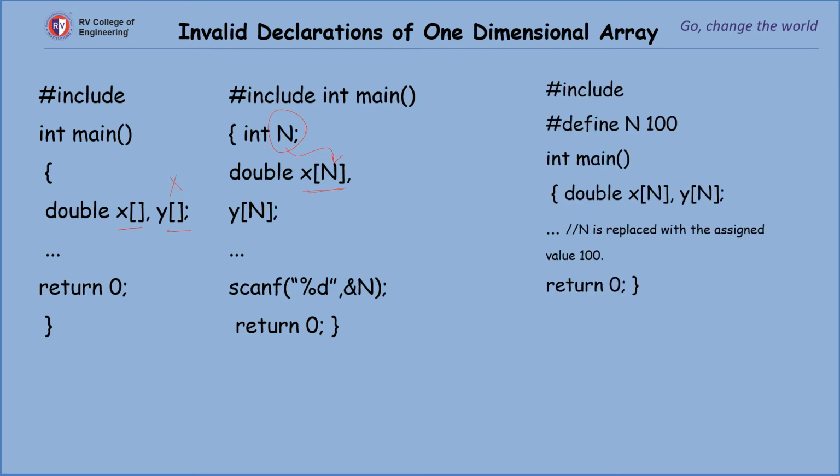However, this is a valid declaration. I can define n before using it with the value and then declare the array by specifying n as the size. Here n is replaced with the assigned value 100.